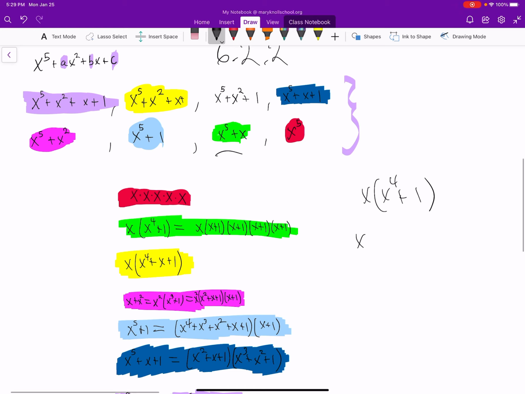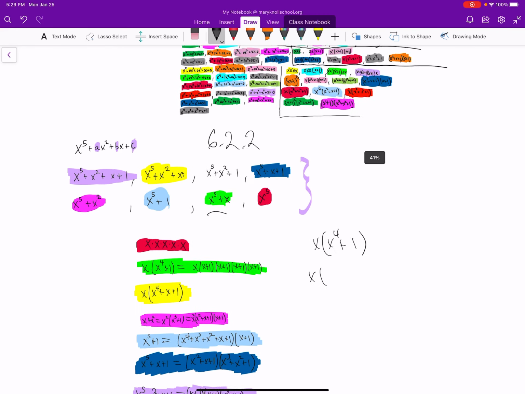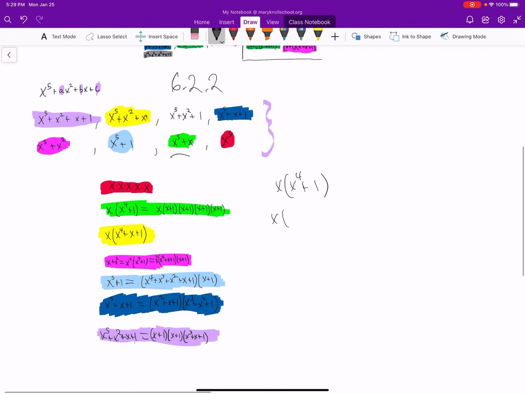Then we know that is, what is it? x plus 1 to the fourth power. Okay, so all of these you can do that way.